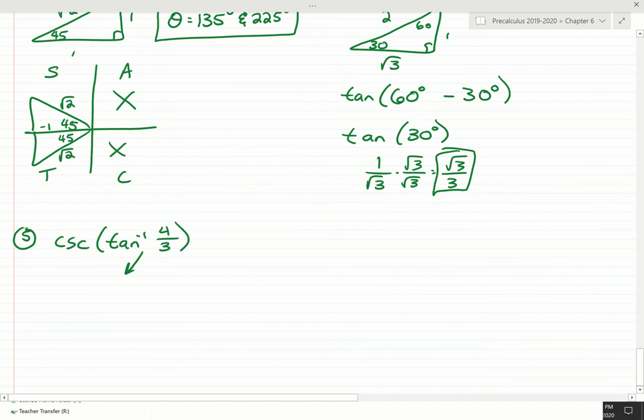So this would tell us how to draw our triangle. Here's the angle, and the tangent of that angle is 4/3. So using special triangles or Pythagorean theorem, we know 3, 4, 5. The cosecant would therefore be the hypotenuse over the opposite, or 5/4.